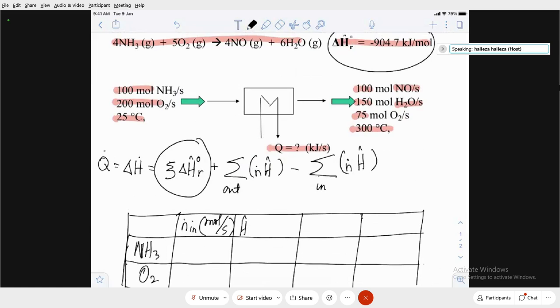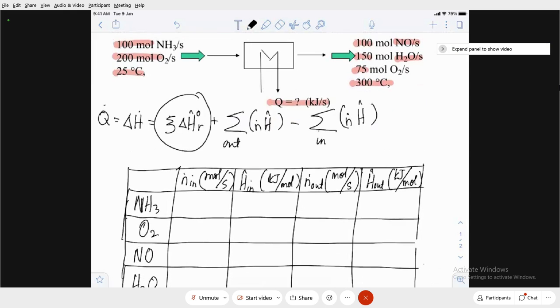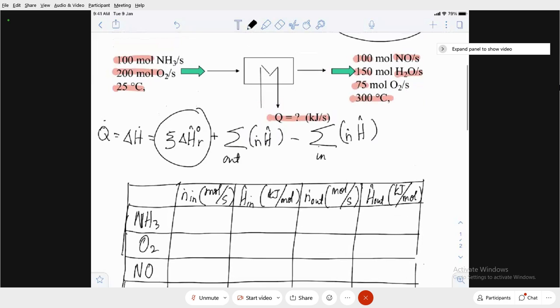In kilojoules, not mole per second. Kilojoules per mole. In and out, that's mole per second. And my enthalpy out, kilojoules per mole. Okay, done. We know the flow coming in is given already in the diagram. You don't need to draw the diagram, it's already there. So we have 100 mole per second coming in for ammonia. Okay, that's 100.